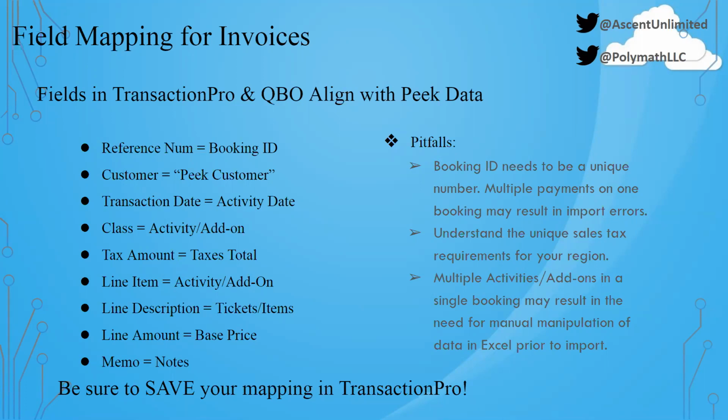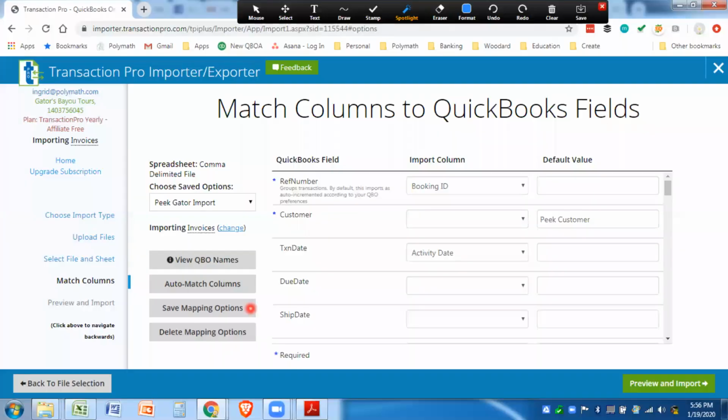And be sure to save your mapping in TransactionPro. I cannot tell you how many times I've clicked to go to the next page and then promptly said something inappropriate for a webinar because I remembered a moment too late to save. So if you click on the back button and forgot to save, it's gone. So be sure to save. And to do that, you just have to click the Save Mapping Options button on the left side of that mapping window in TransactionPro and give your map a name.